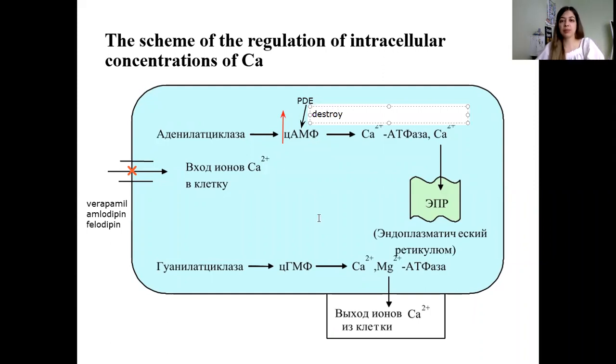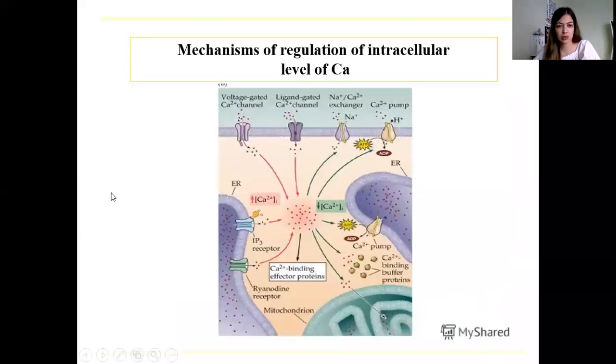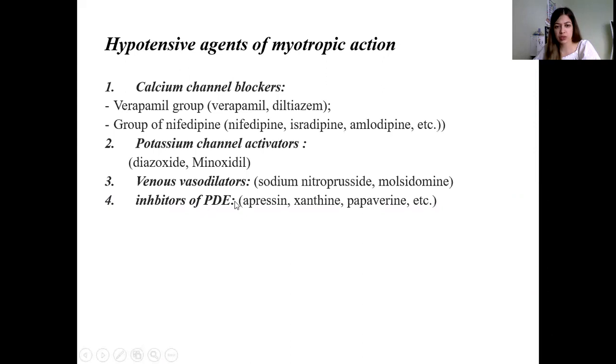It will destroy cAMP. So if we use drugs which are phosphodiesterase inhibitors, so we block phosphodiesterase, we don't have the destruction of cAMP, so the level of cAMP will be bigger and calcium ATPase will bring the calcium inside the endoplasmic reticulum. So we can block phosphodiesterase. The drugs which block phosphodiesterase were mentioned in our list here, phosphodiesterase blockers. Epricin, xanthines, papaverine, and so on.